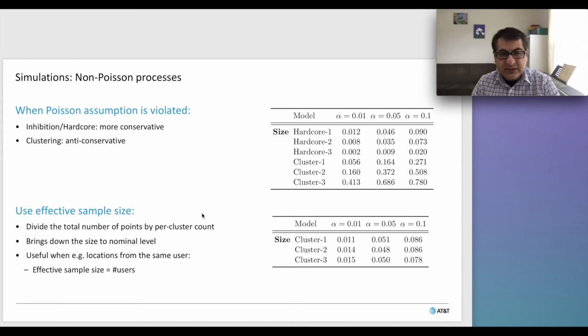So maybe we could fix this problem by considering something that's been called effective sample size. We do a very simple correction in the paper. We divide the total number of points in the point pattern by the average per cluster count. This way, we run the same t-test, so only the number of points, or effective sample size, has changed in the t-test, and we see that we're matching the nominal size very well. This is actually very useful because you might be collecting correlated data, so it could be locations from the same user, and it's pretty easy to define effective size in that case. It's going to be the number of users in your data set.